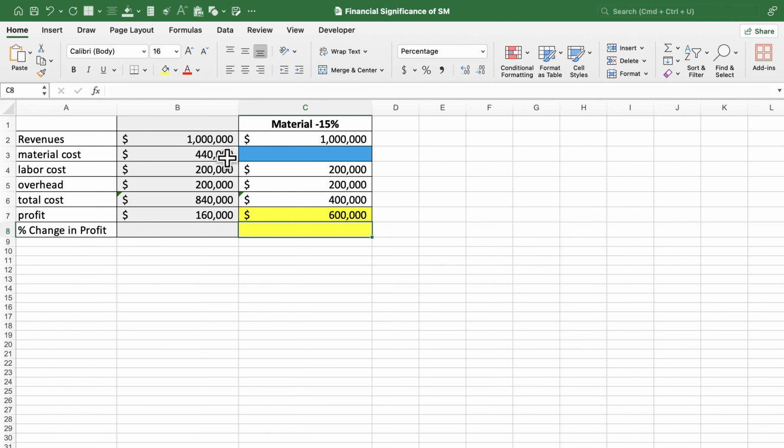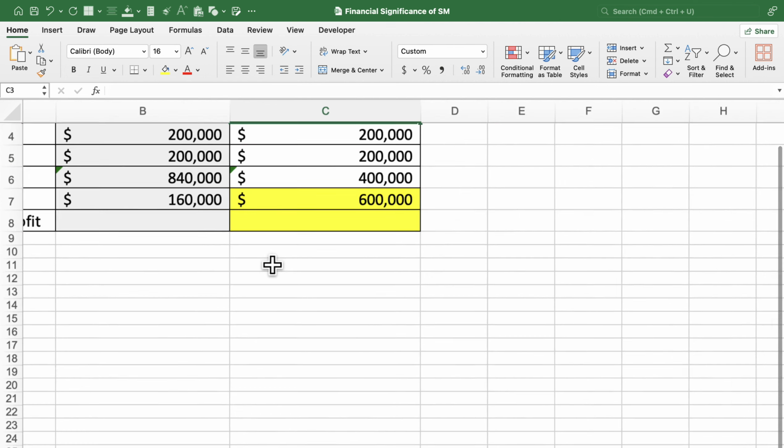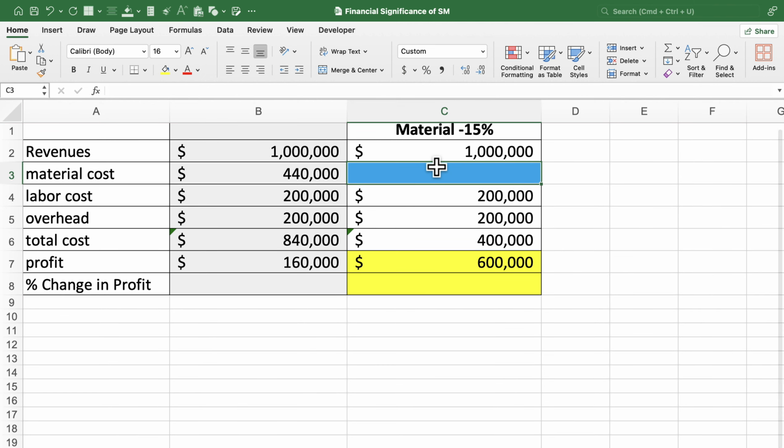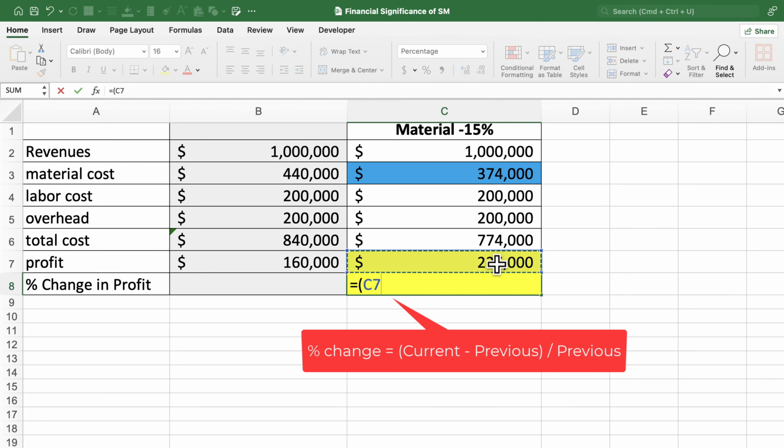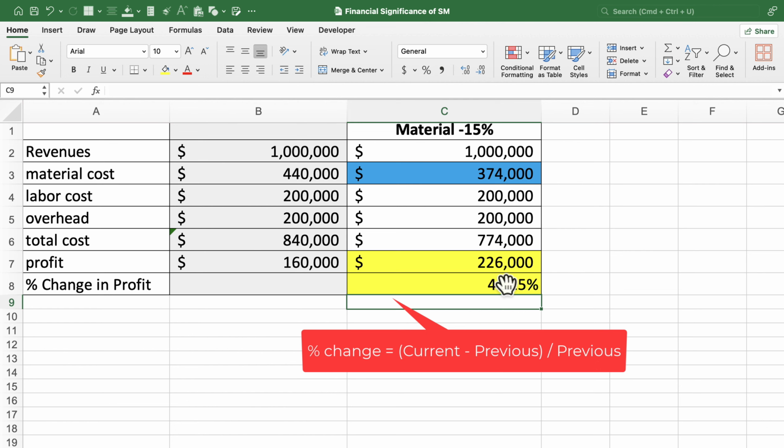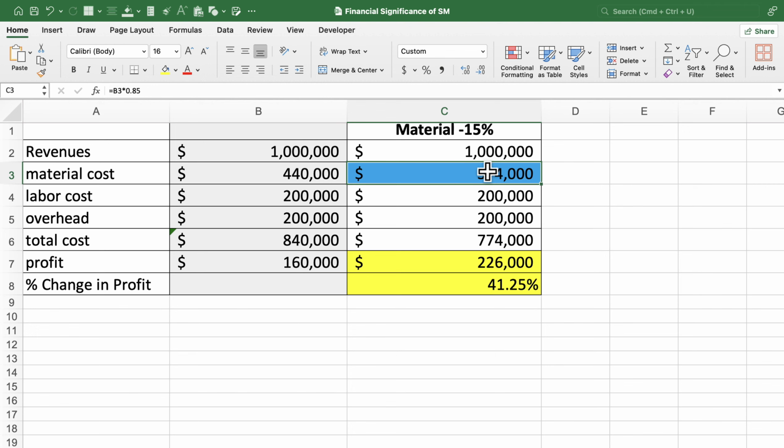Here is the Excel data. The material cost is 440,000, and if we reduce this material cost by 15%, the new material cost will become 85%, so multiplied by 0.85, the new material cost becomes 374,000, and that also increases profit from 160,000 to 226,000. Now we want to see how much increase has happened, and that would be the difference, the current one minus previous, divided by the previous, and that is 41.25%.